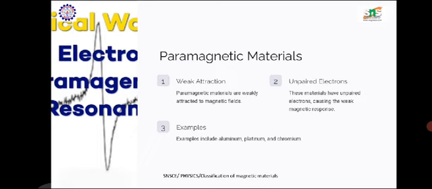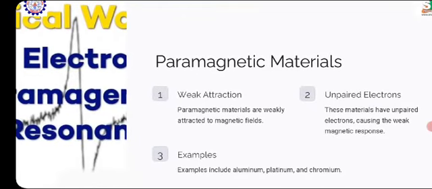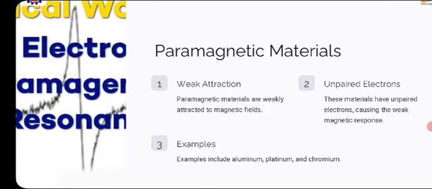If we increase the temperature, the increase in thermal agitation disturbs the alignment of the magnetic moments. Paramagnetic materials are weakly attracted to a magnetic field, and they have unpaired electrons, causing the weak magnetic response. Examples of paramagnetic materials are aluminum, platinum, and chromium.